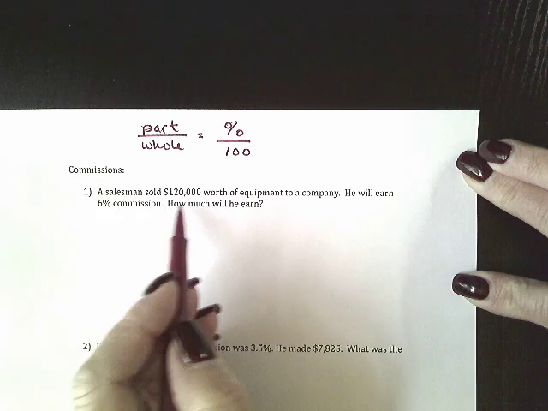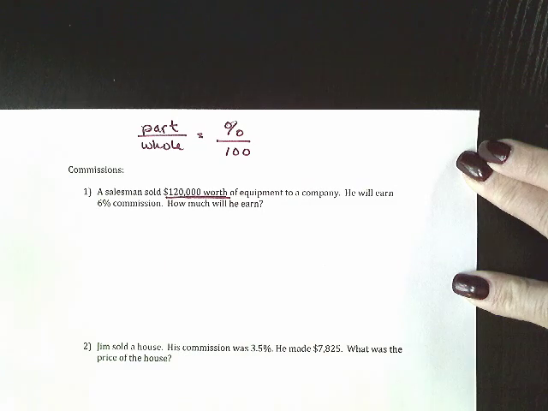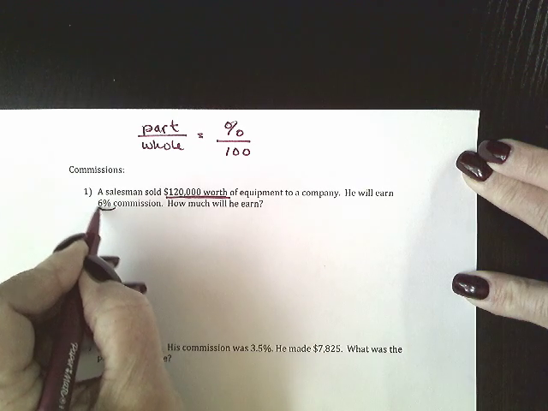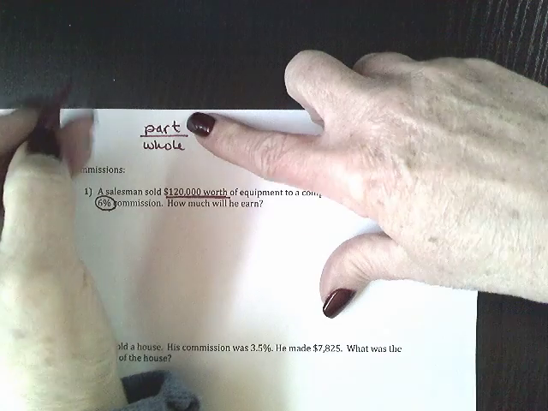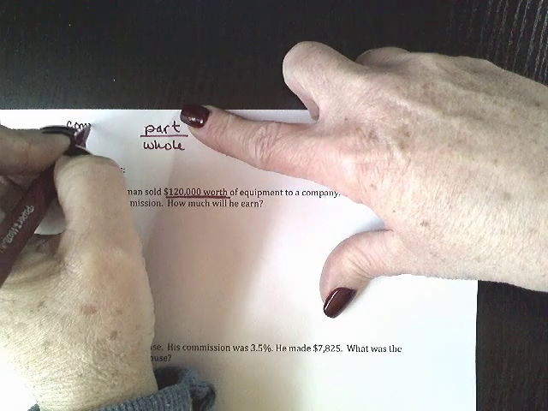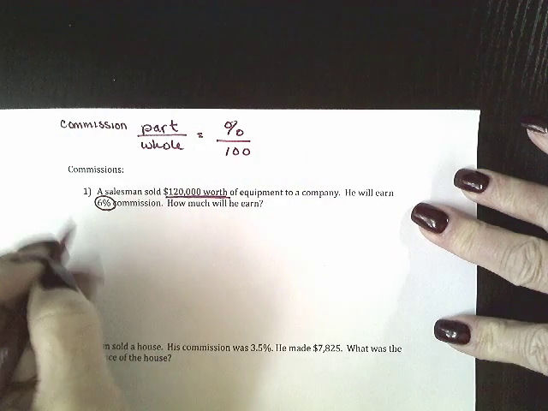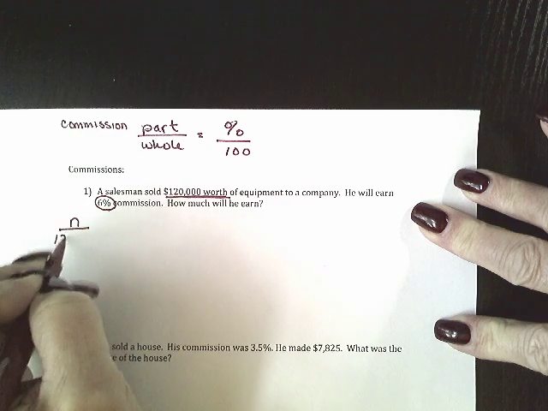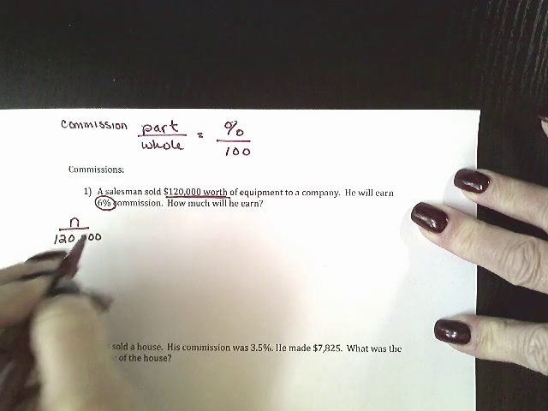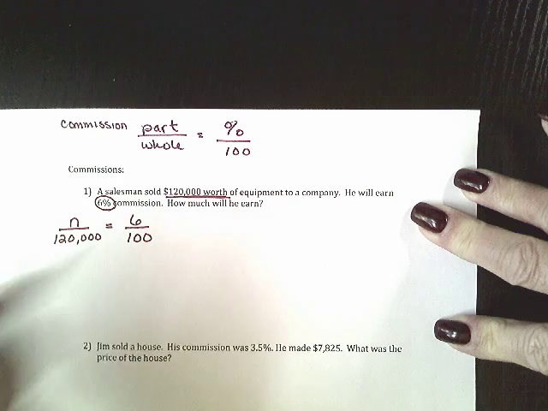We have a salesman who sold $120,000 worth of equipment to a company. He will earn 6% commission. Now remember, the commission is part, okay? So your commission is always going to be the part. So we are going to set it up. We don't know what our commission is, but we know that he sold $120,000 worth of equipment, and we know that he's getting 6%.